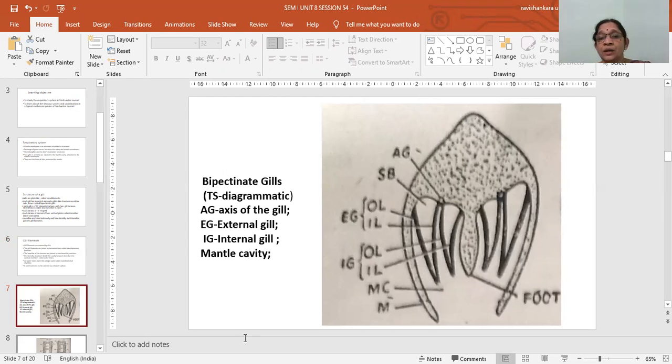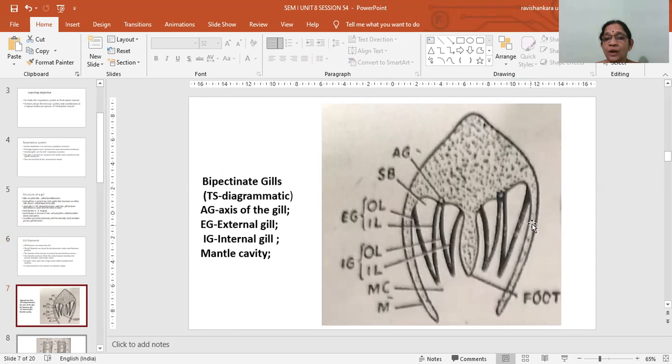And here is a cross section or vertical section in the region of the foot. The visceral mass is cut in the region of the foot, and we can see the inverted W-shaped two gills on either side of the foot. Each gill has an outer lamella and inner lamella, and an outer lamella and inner lamella. Each of these filaments is again divided, and it leaves the suprabranchial chamber and the infrabranchial chamber or mantle cavity.